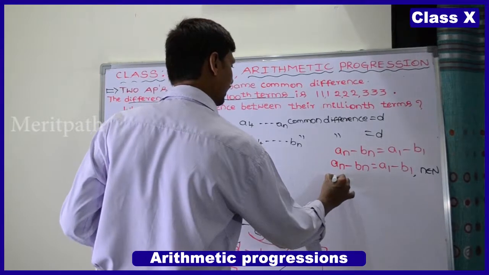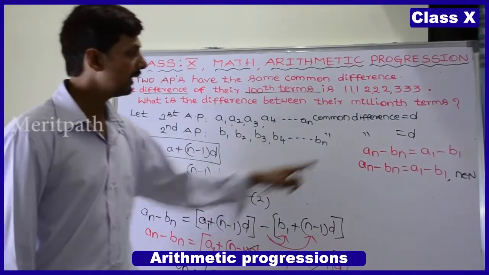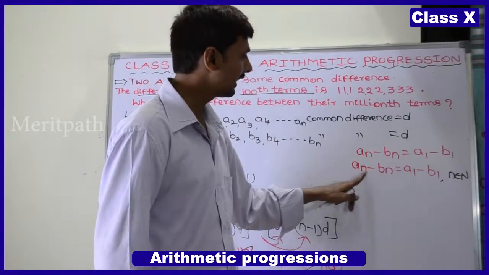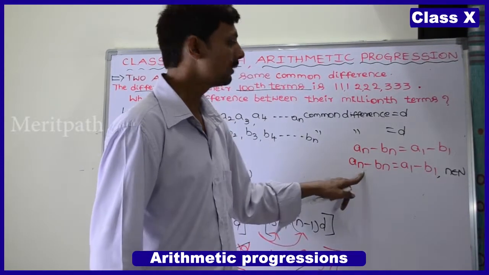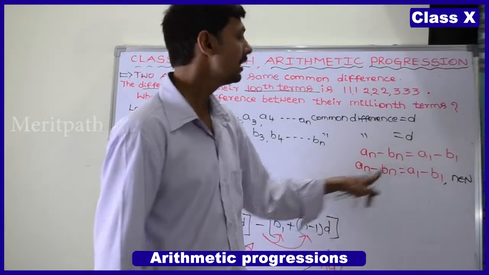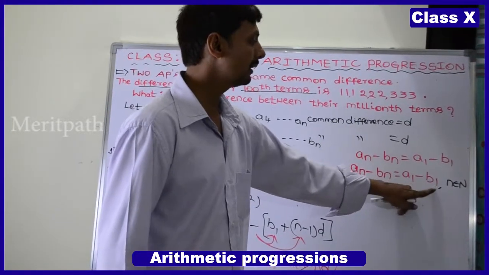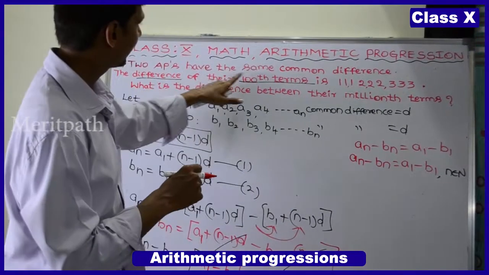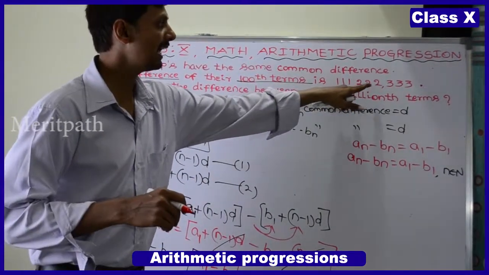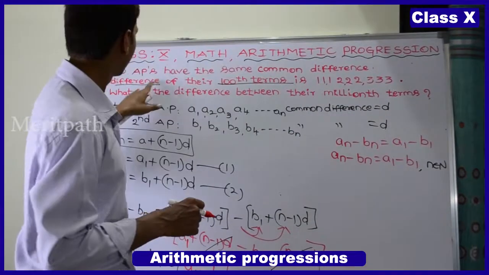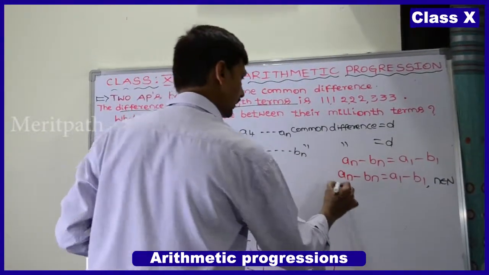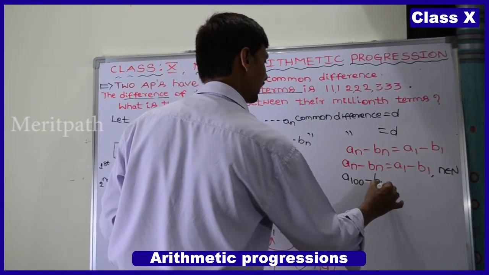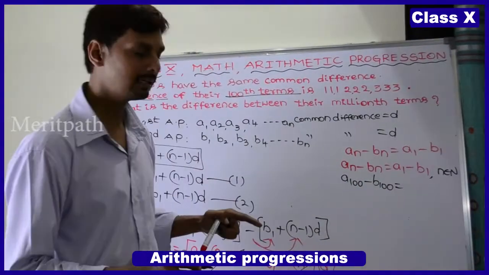So if we take the place of n as 100, an minus bn is equal to a1 minus b1, where n is a natural number. In the place of n, if we take any natural number, it will be a1 minus b1. So here we know that the difference between their 100th terms is 11 crore 12 lakhs 22,333.